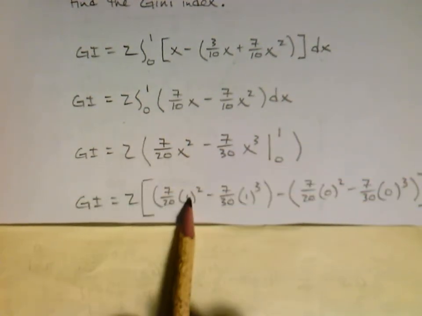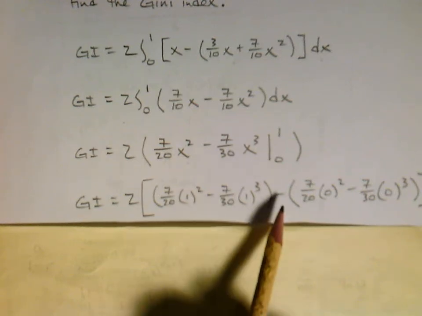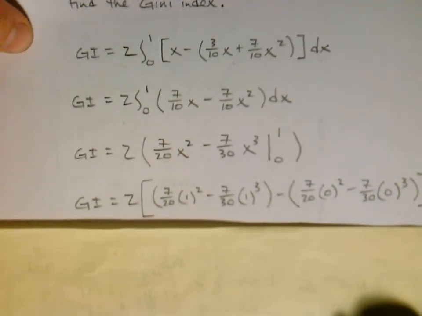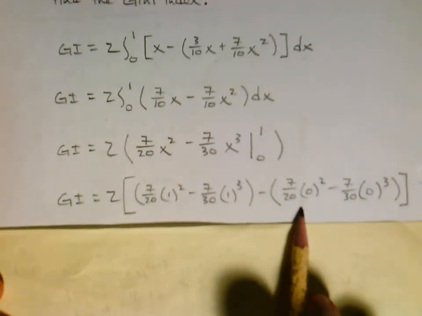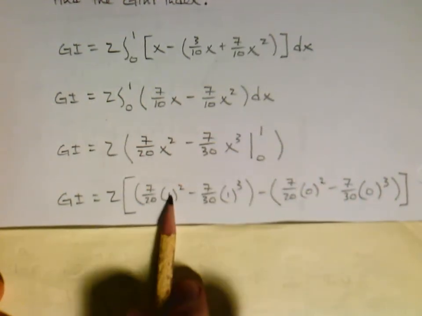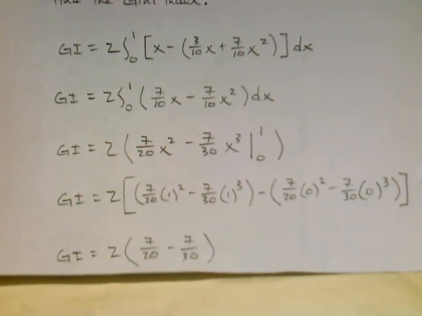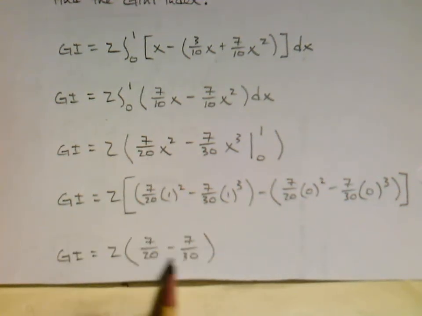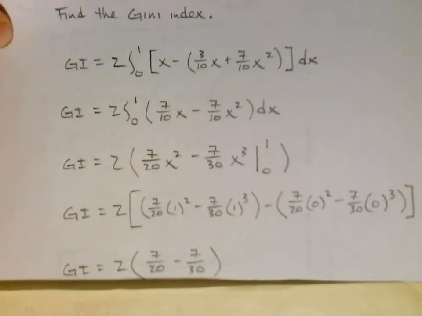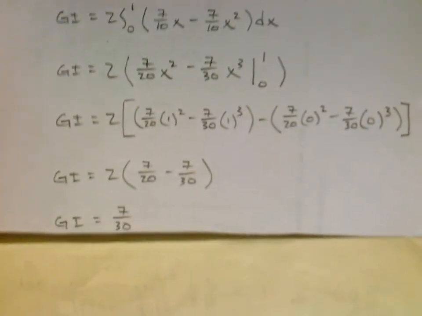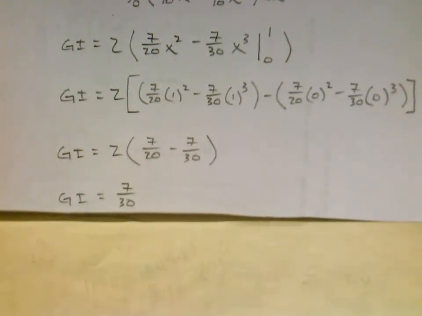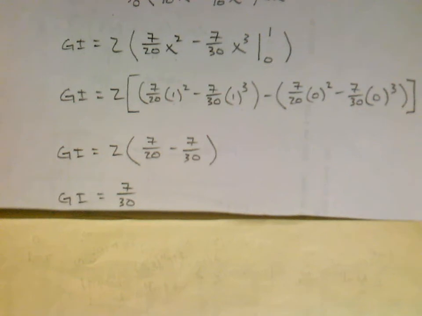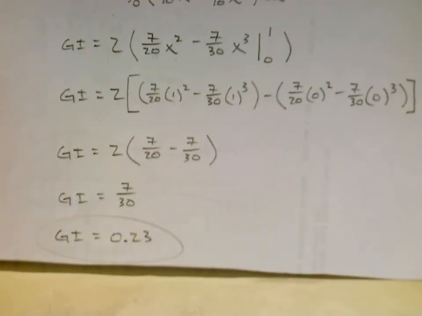Plug in the 1. Subtract, plug in the 0. And we're going to get it. Well, all of this just goes to nothing, right? And then even the 1. So what is it? Well, 7 over 20 minus 7 over 30. Looks like I showed that step. And then what does that work out to be? 7 over 30 when you compute this. But really, it's more helpful to have the decimal form for the Gini index. So I rounded it, 0.23.